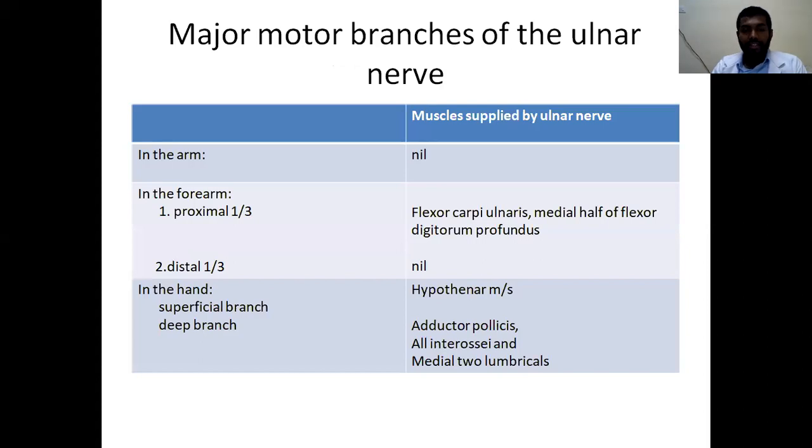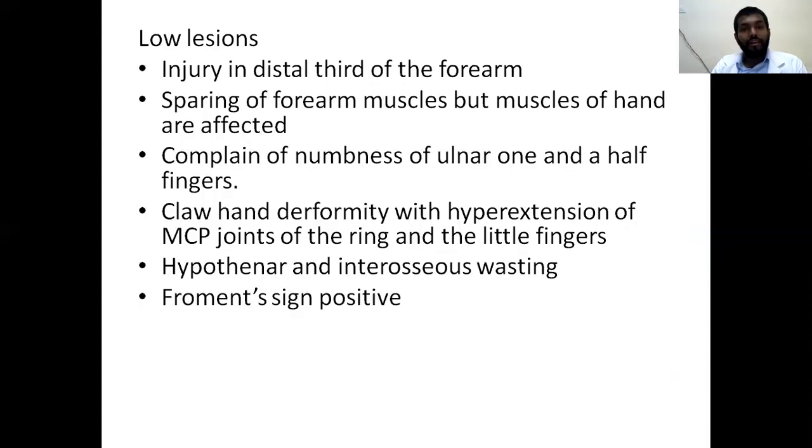Now in the hand, there is extensive innervation. Superficial branch supplies the hypothenar muscles, and the deep branch supplies adductor pollicis, all interosseous muscles, and the medial two lumbricals. Now once again, in the ulnar nerve, a low lesion occurs in the distal third of the forearm.